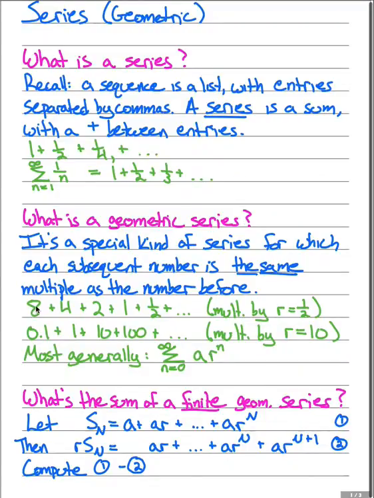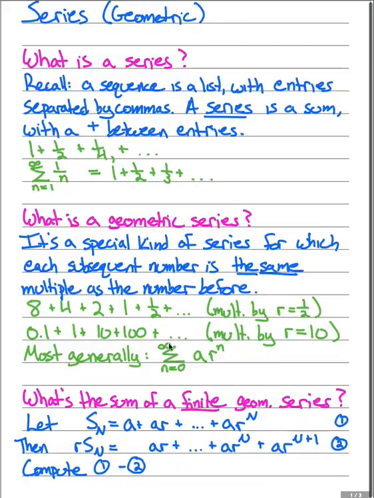So here's a series. It's 8 plus 4 plus 2 plus 1 plus a half, and so on. And you'll notice that each number is 1/2 of the previous number. So this is a geometric series with r equals 1/2. Here we have 0.1 plus 1 plus 10 plus 100, and so on. So that's a geometric series with r equals 10.